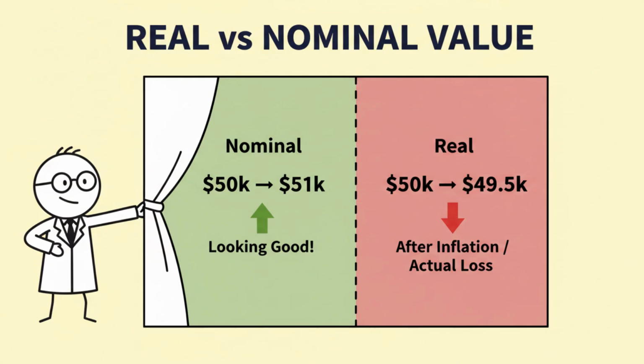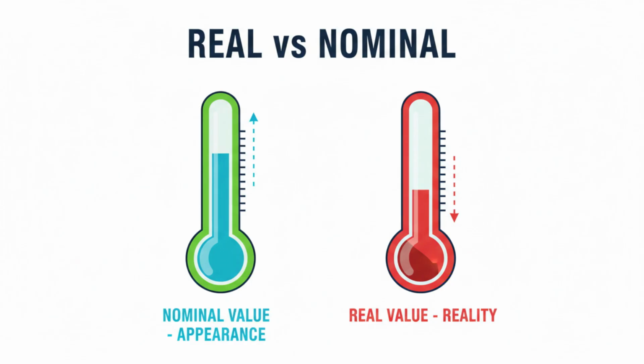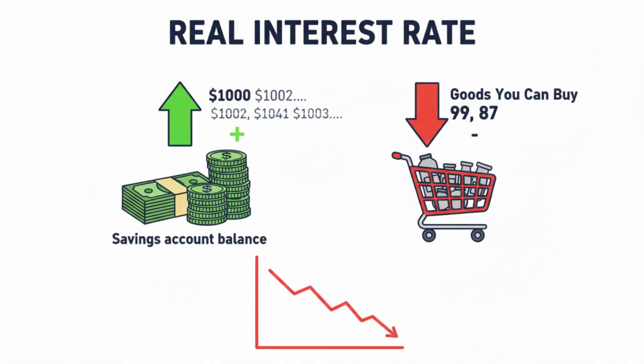Real versus nominal value. Nominal is the face value, the number on the price tag. Real value adjusts for inflation. If you got a 2% raise but inflation is 3%, your nominal wage went up, but your real wage went down. You're actually poorer.